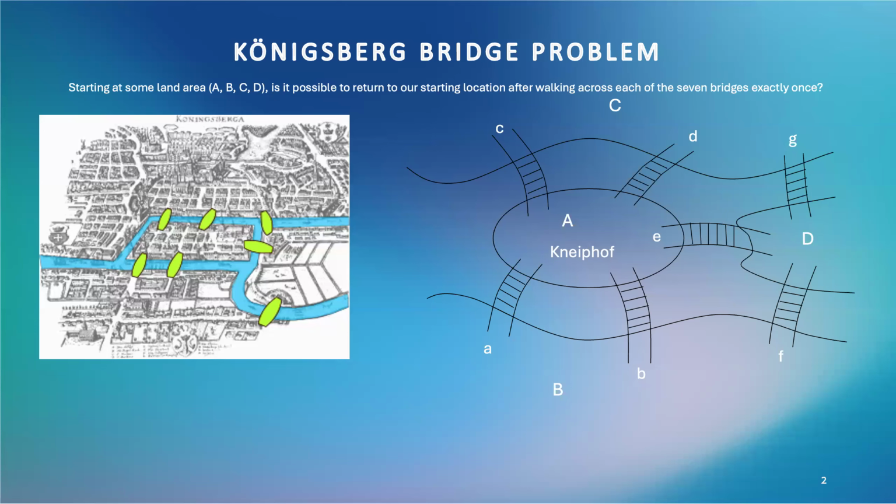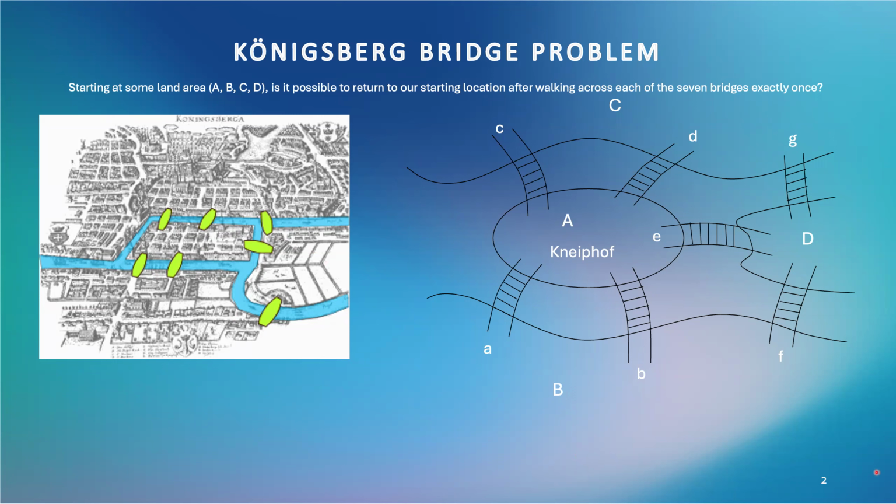Let's start by looking at the Königsberg bridge problem, which is an old mathematical problem based in the old Prussian city of Königsberg. You can see the city map on the left, over here. This problem played a key role in the development of topology and graph theory.